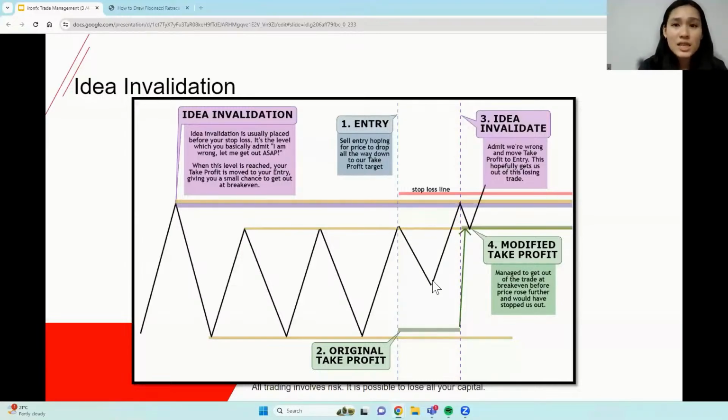Now we see it reverse and it's actually heading back up towards our entry. The point where we decide that we want to get out is at this idea invalidation part. At this idea invalidation, we will quickly move our take profit to our entry. Previously we were moving our stop loss to our entry for break even, and now instead of that, we are taking our take profit and moving it to our entry instead.